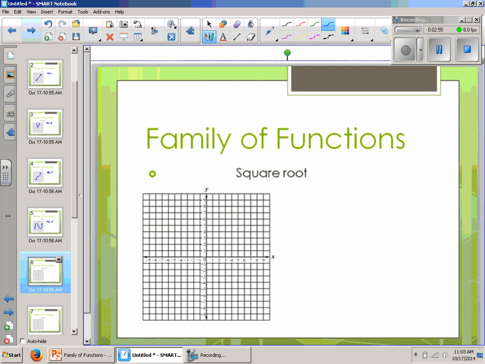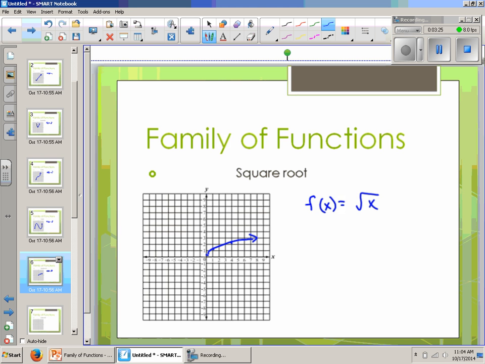Square root. Look at the graph of a square root. It looks like half of a quadratic, or half of a U turned on its side. And my equation is f of x equals the square root of x. I have that square root. So if I see a square root in my equation, I know I have a square root function.